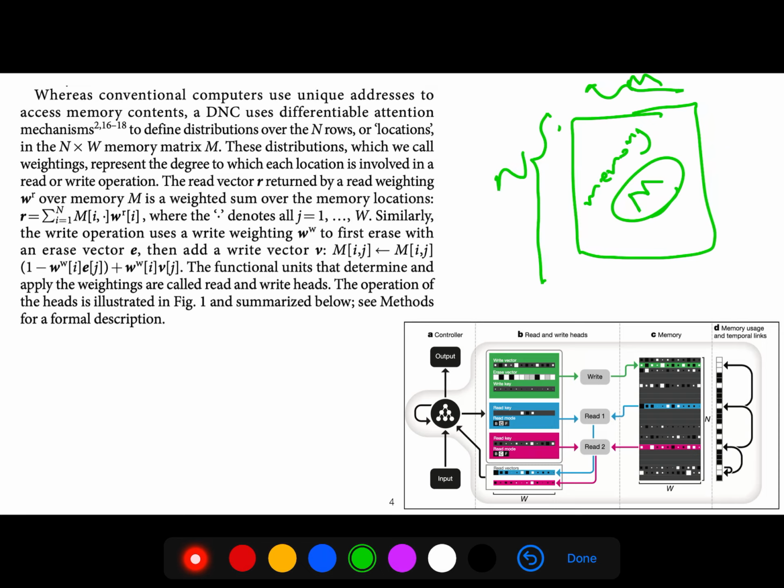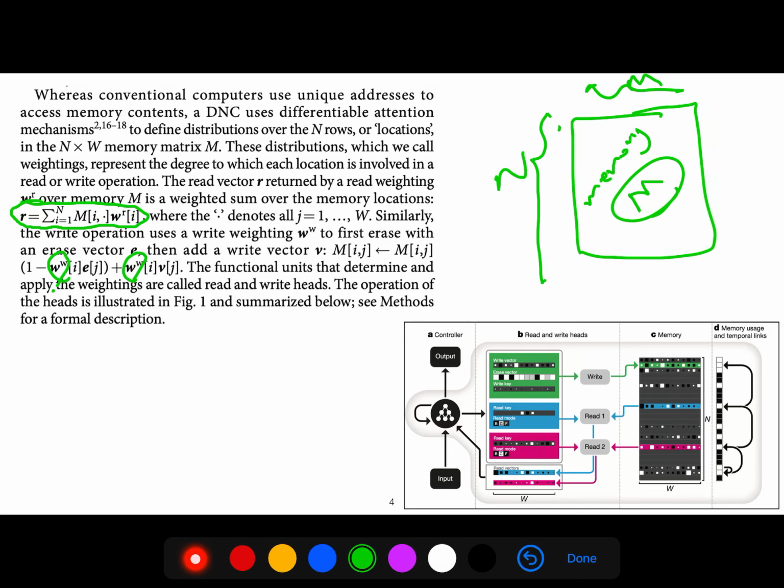So these distributions, which we call weightings, represent the degree to which each location is involved in the read or write operation. And the important thing, which I have shown in several papers, is that it's just a linear combination of those memory rows. And when we read something, sometimes we want to write something. And these weights are calculated. I will show you in one of the slides how it is calculated.